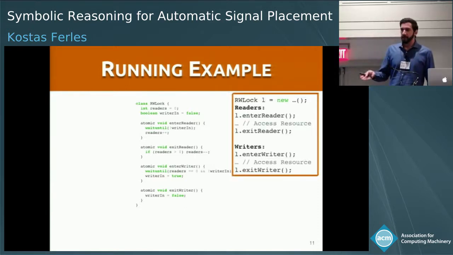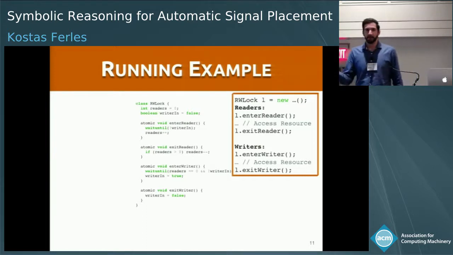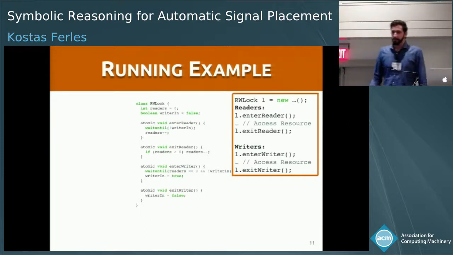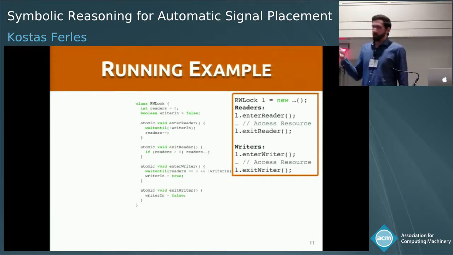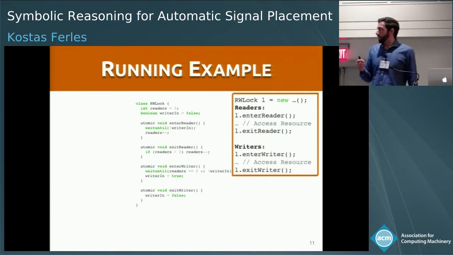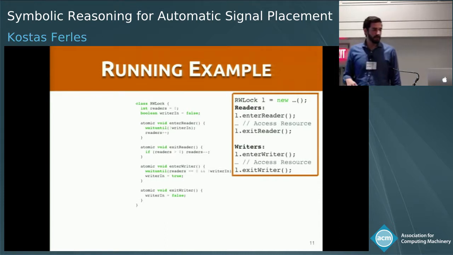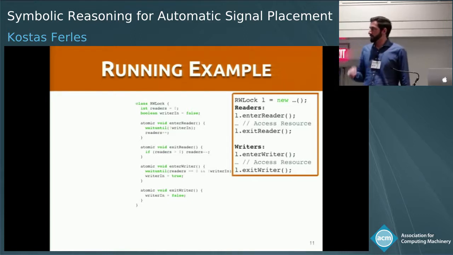Each type of thread has to first call its corresponding enter method. Here we have either enter reader or enter writer, access some resource, and then call its corresponding exit method. In order to enforce the desired synchronization strategy, the monitor may block each thread's execution in one of these two enter methods, since both of them contain wait until statements.